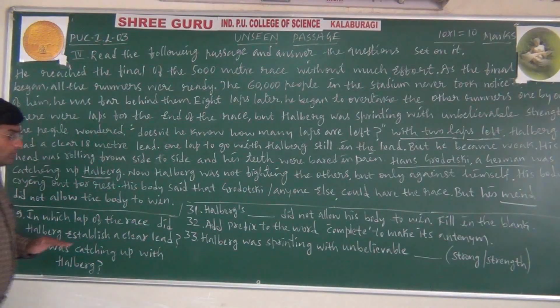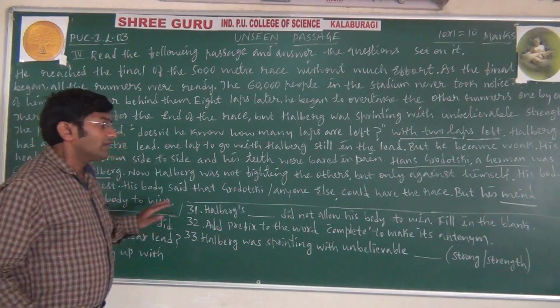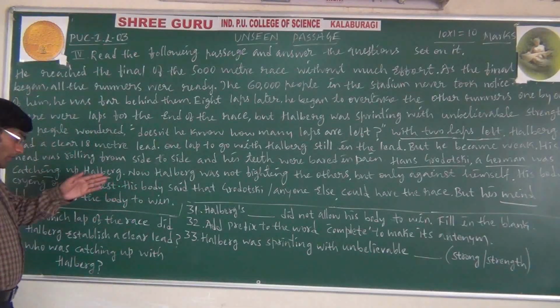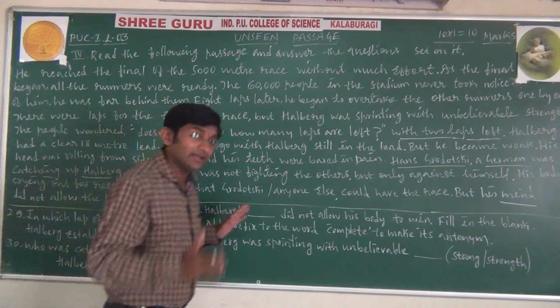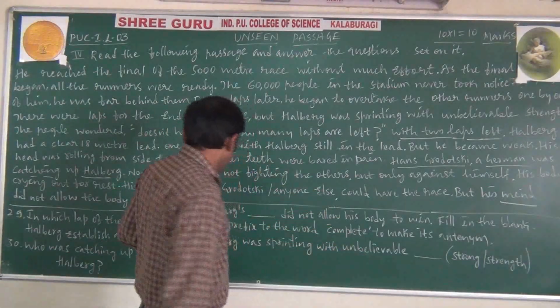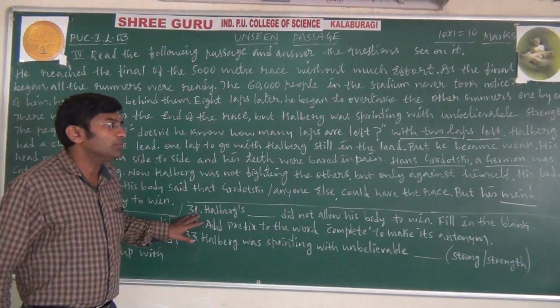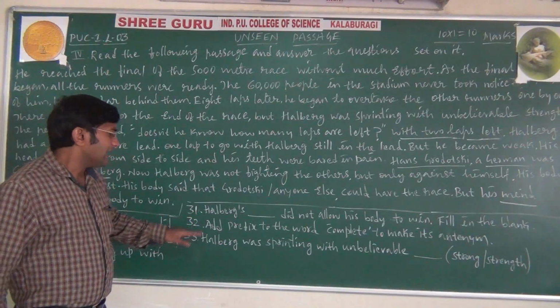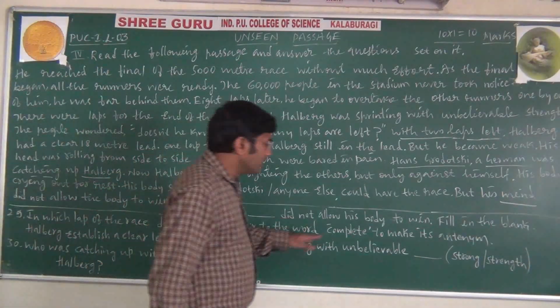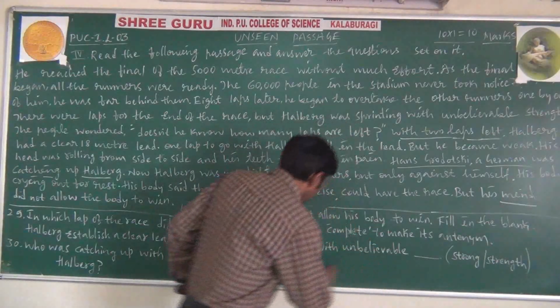Whose mind did not allow? Hallberg's mind did not allow. Alright, this is the answer for 31, my dear students. Next, 32nd. Add a prefix to the word complete to make its antonym.